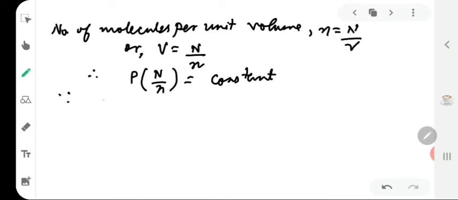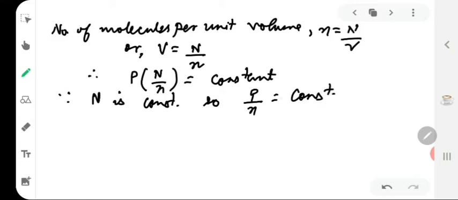Now since n is constant, so we can write down P by small n to be constant. So in general, if P1 and n1 are the initial pressure and number of molecules per unit volume and P2 and n2 their final values, so we can write down P1 by n1 equal to P2 by n2.